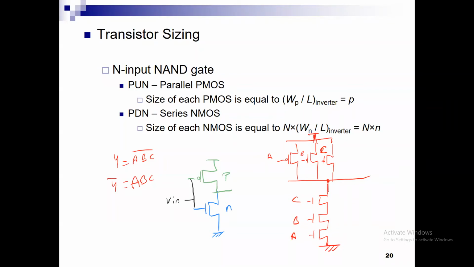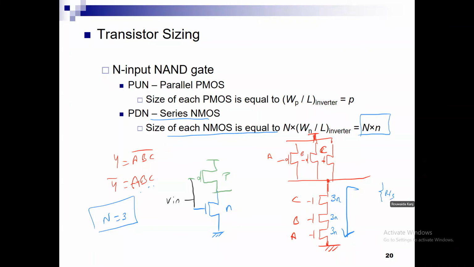Okay, so if I want to size these to have the same effective resistance, I count them 1, 2, 3, and I will say I have to use a 3N, 3N, 3N. So the size of each N, because they are in series, will be big N times N. For the N input here, big N is equal to 3 here. Okay, why? Because this will give me R over 3 plus R over 3 plus R over 3. Okay, this adds up to R, and the inverter has R, so I am fine.